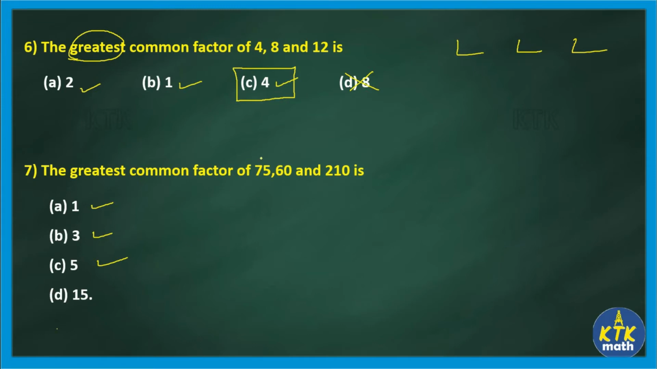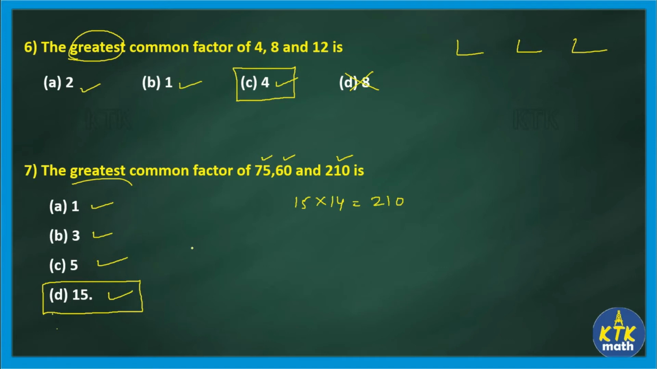We know that 75 comes in the 15 table, 60 also comes in the 15 table, and 210 also comes in the 15 table, because you can see 15 into 14 is equal to 210. So all these numbers come in the 15 table, but here again they are mentioning the greatest number, hence you are choosing answer option D. So option D is the greatest common factor.